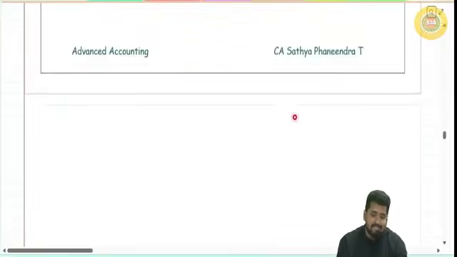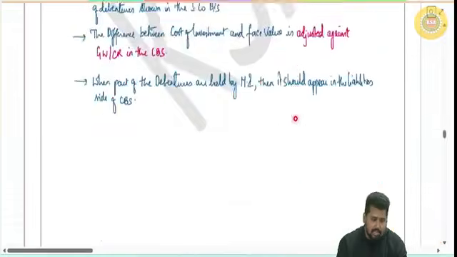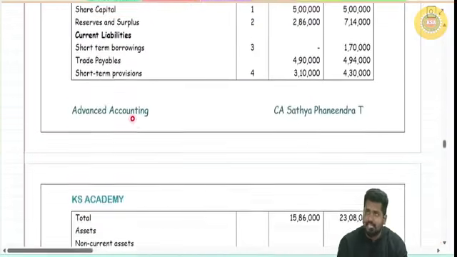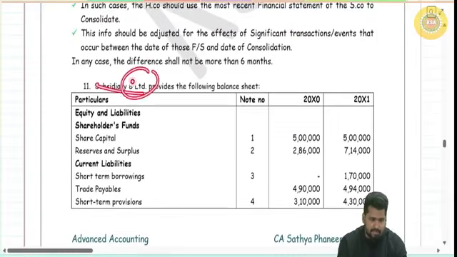Hello? And one sum is there relating to this, accounting policies changes, in the ICA study material, this particular question, subsidiary of B Limited.